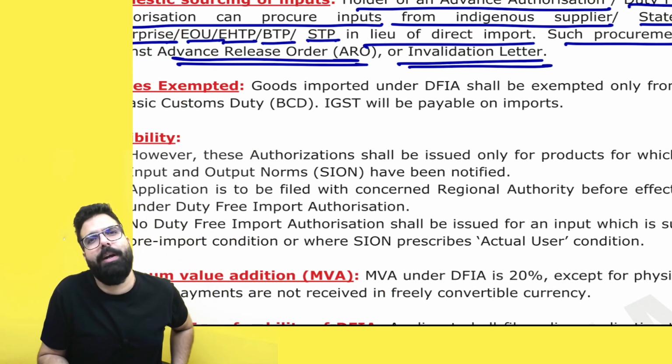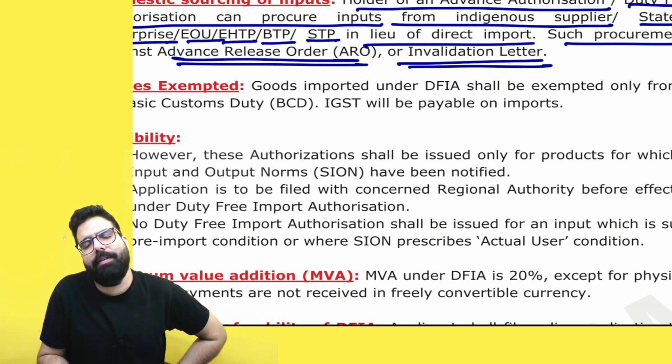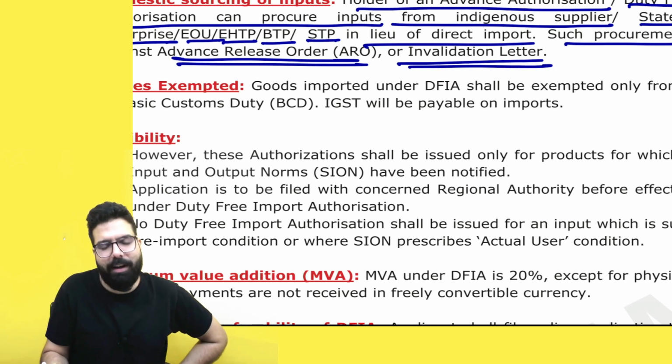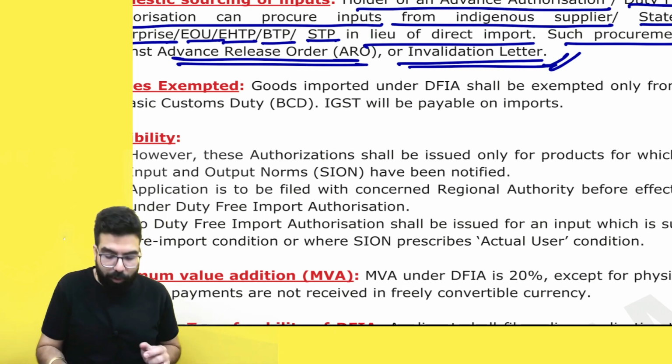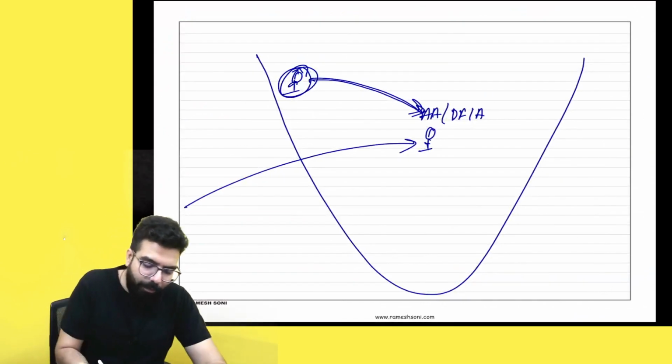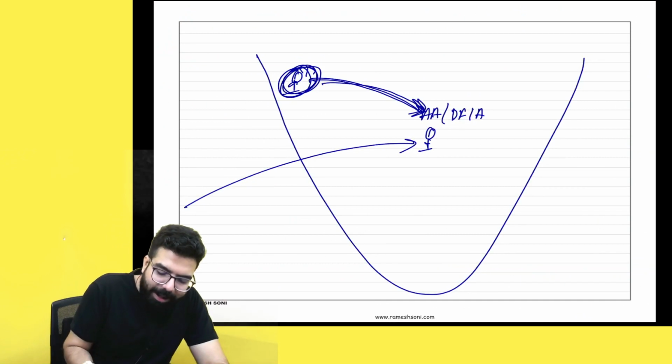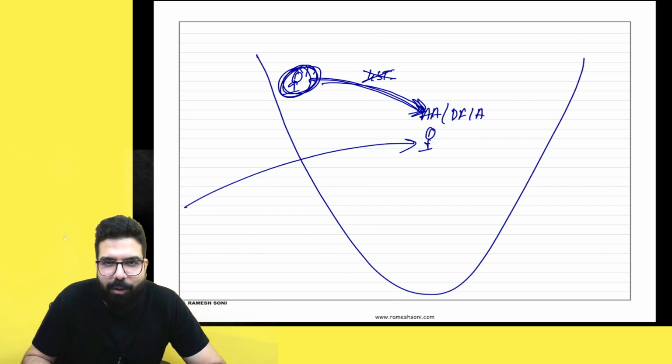Basically, this letter has to be taken whenever you are buying domestically and you are not importing from outside India. This letter you can obtain from the DGFT, and you can buy it domestically also. Next, when one person is supplying you domestically, he will not charge you any GST over here. You remember advance authorization, etc.